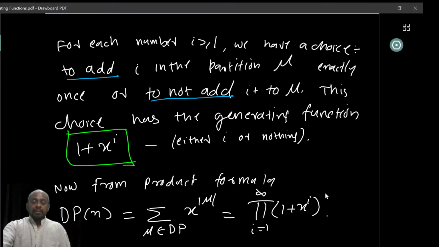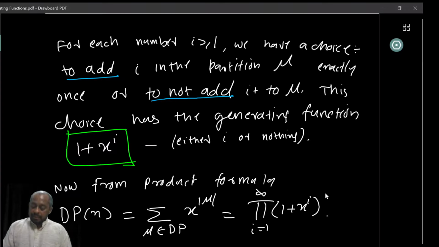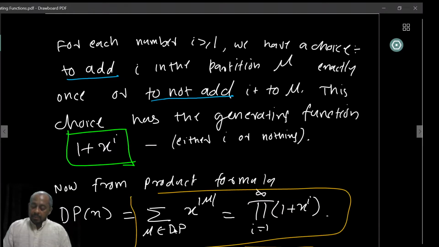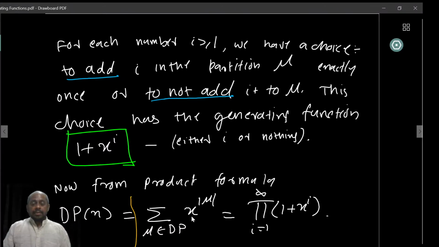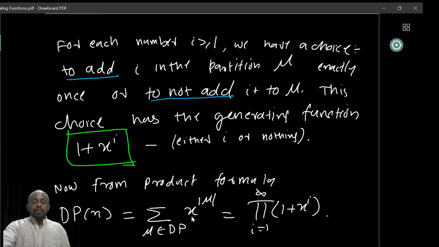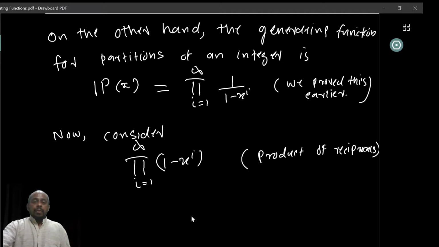So we have the generative function is precisely this. So I have this identity now, right? Summation over mu belonging to distinct partitions, x raised to area of mu, is precisely the generative function. Now what do we do?